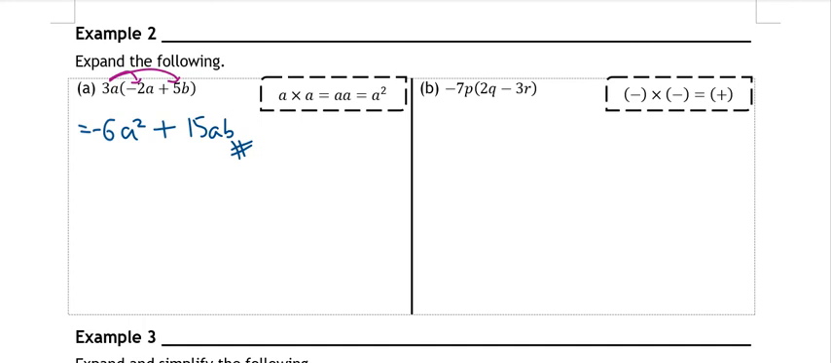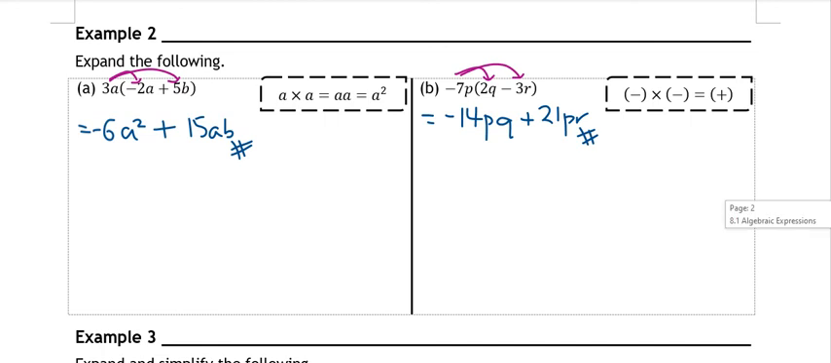And then the next part here, expand the term of negative 7p into the terms inside the brackets. So negative 7p times 2q is negative 14pq. And then the next term is negative times negative. Don't forget, it will become positive. And then 7 times 3 is 21, and p times r is pr. So that's example number 2.